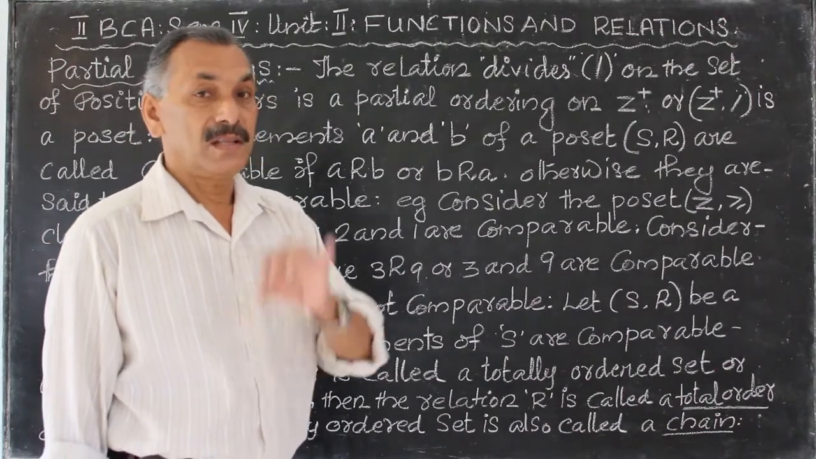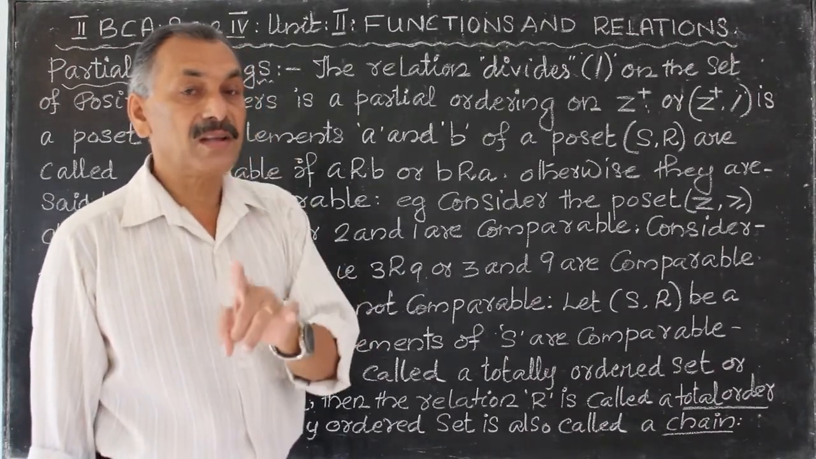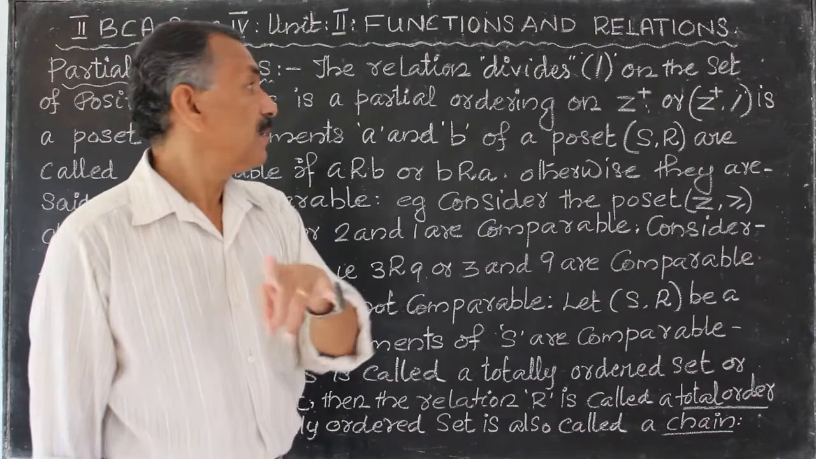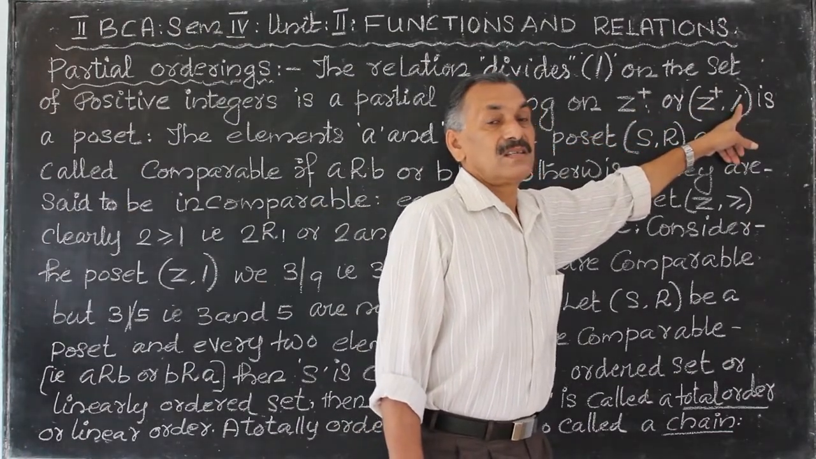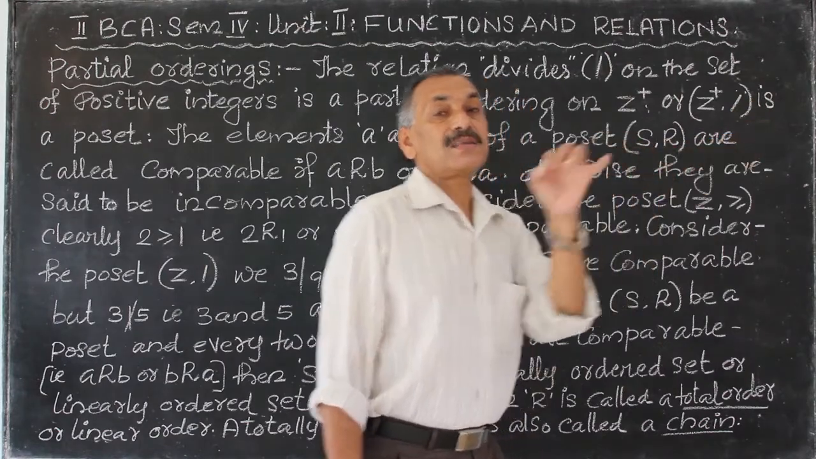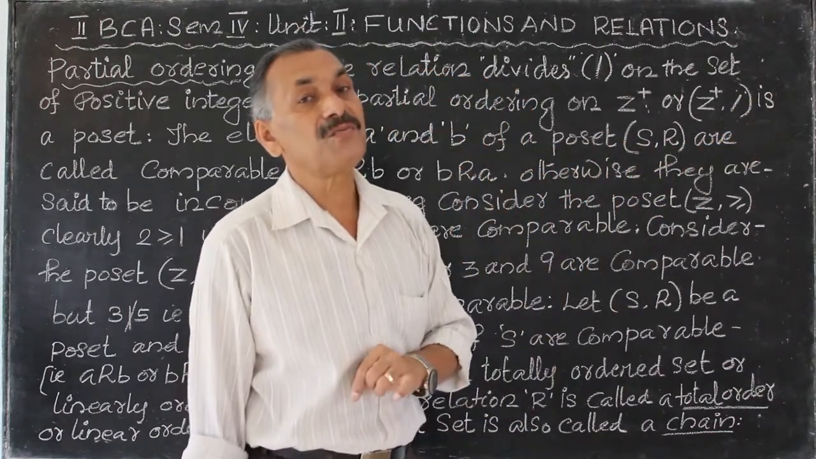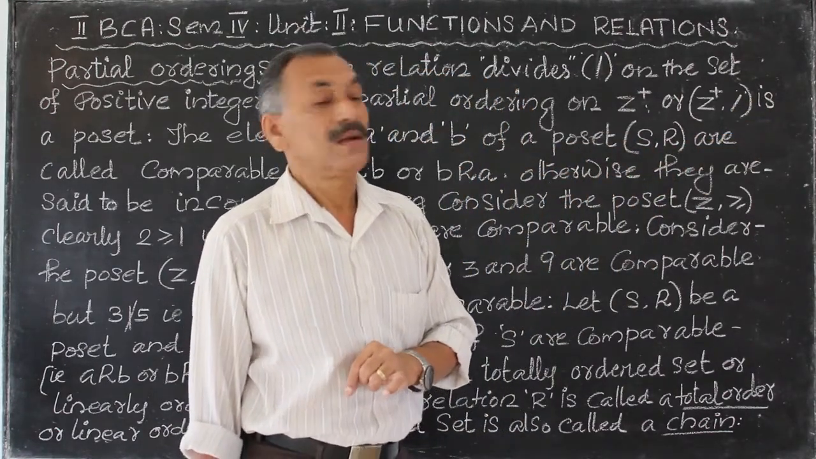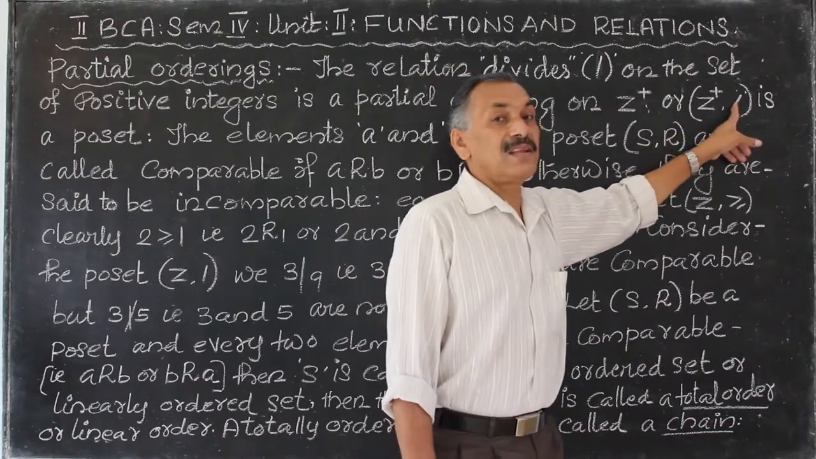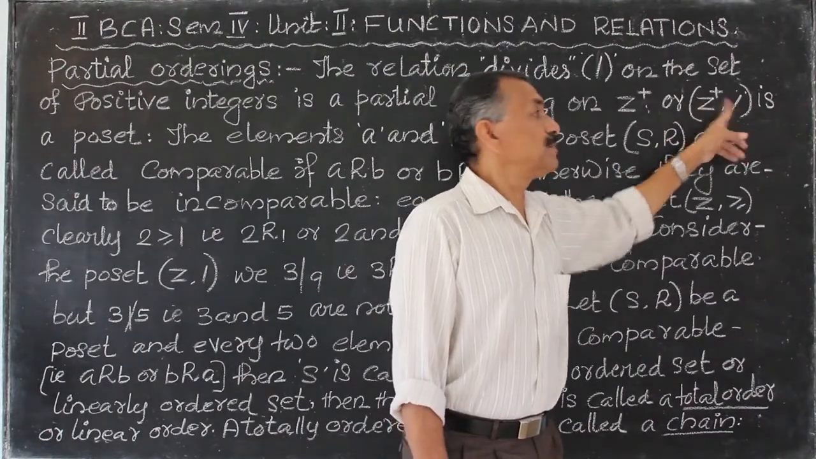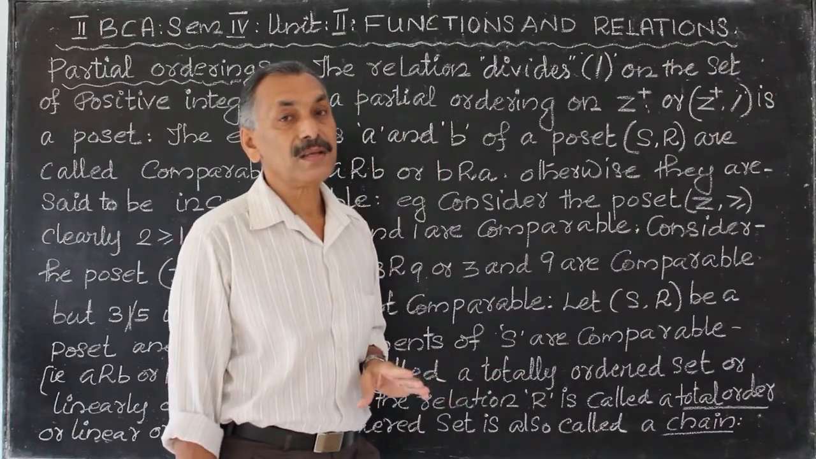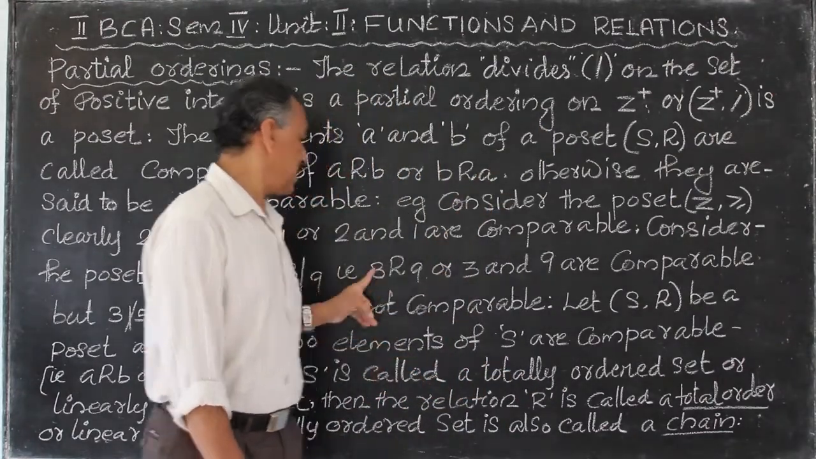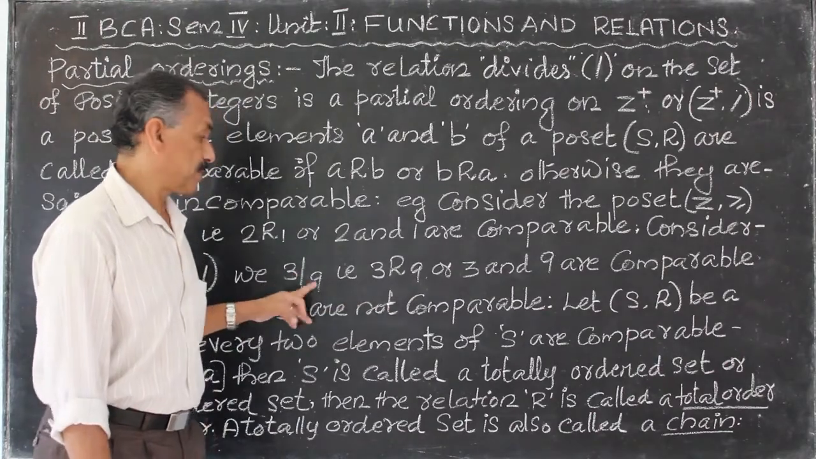That means in the set of positive integers, if you define the relation R as divides, then divides is a partial order relation on the set of positive integers. That means the set of positive integers and the relation divides. Second, we get 3 divides 9, so 3 is related to 9.